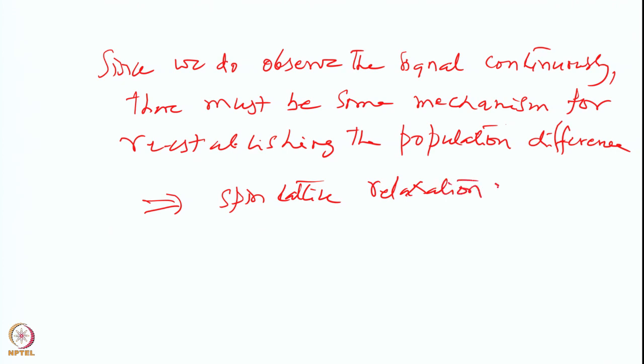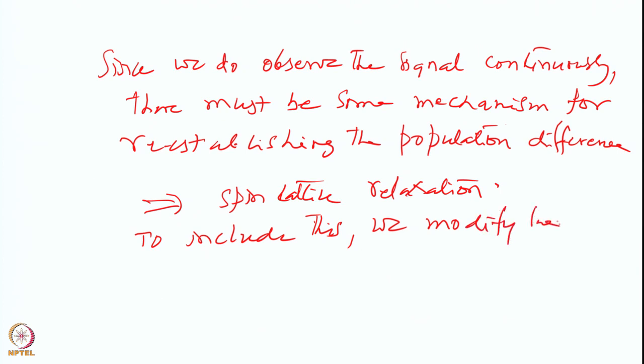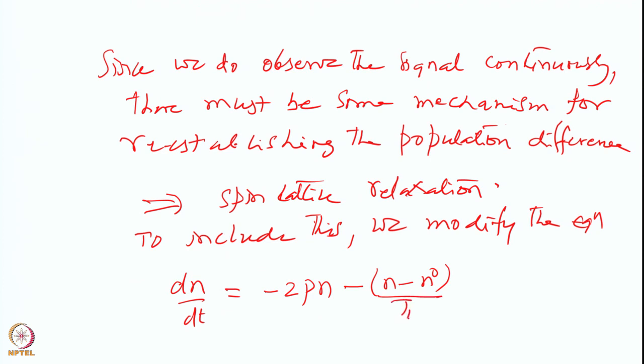Therefore, we will have to modify our equation to include this. We modify the equation as dN by dt is equal to minus 2pN, this was the original one we had. Then we have this other term, which is N minus N naught divided by T1.